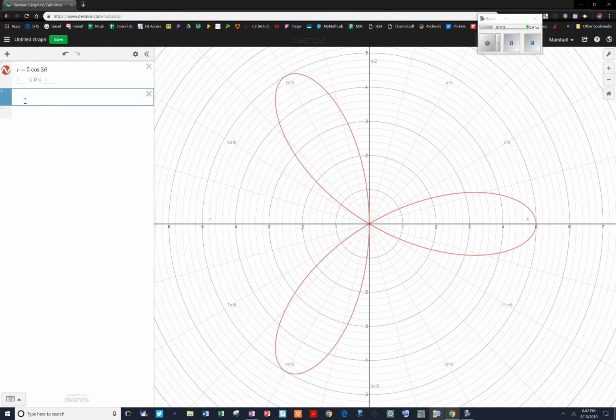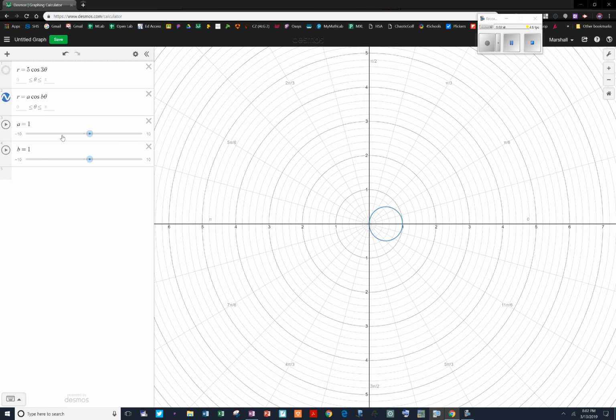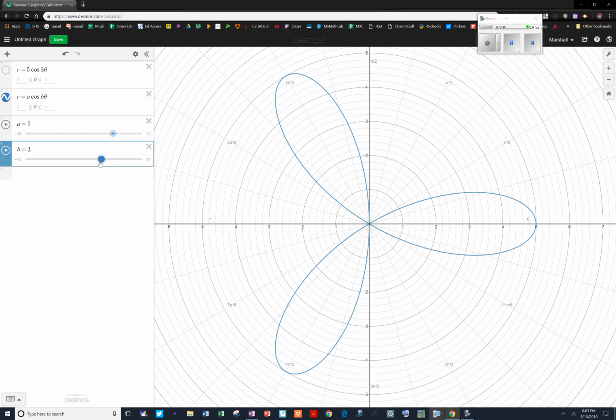So I'm actually going to do this. R equals, I'm just going to say A cosine of B theta. And we're going to add sliders for both A and B here. I'm going to turn this guy off. All right, so if we made A, we could have the same exact graph that we just had. So we have A being 5 again, and B being, what do we have B as before? 3, right? So this is the same graph that we had before.